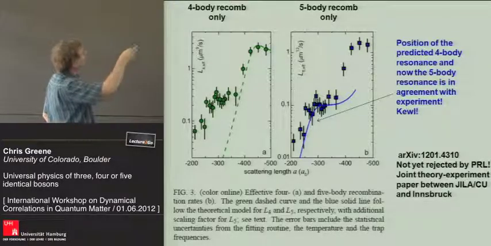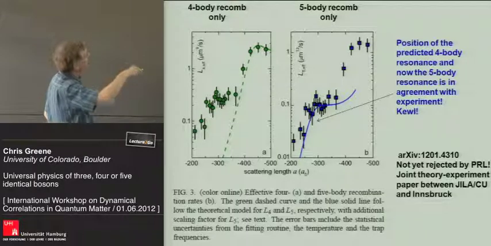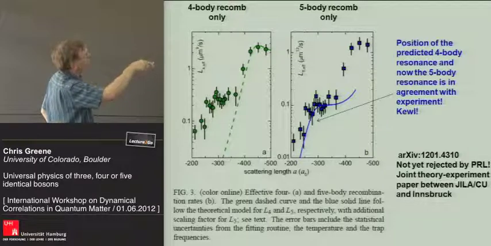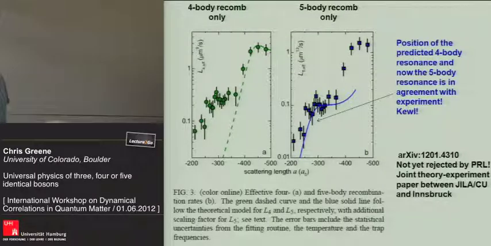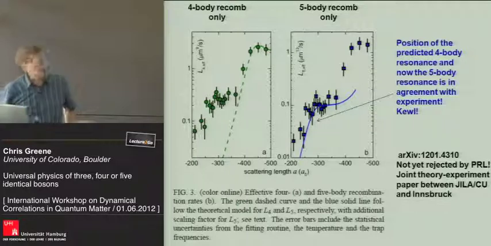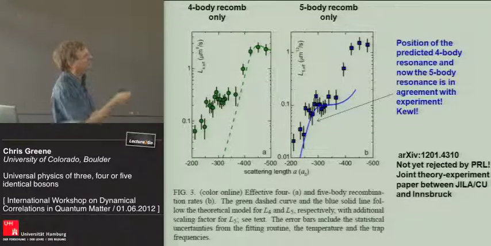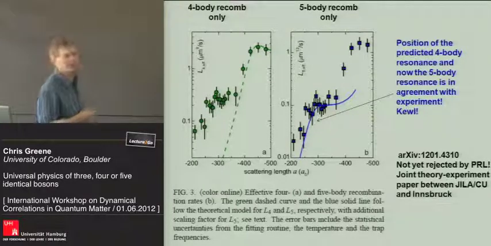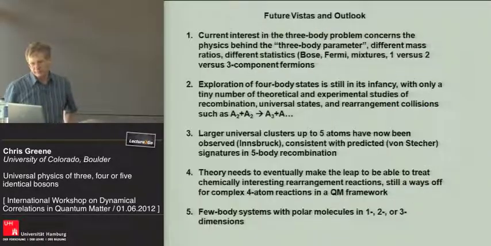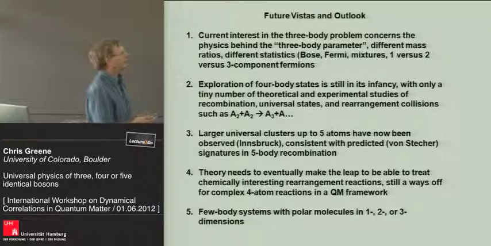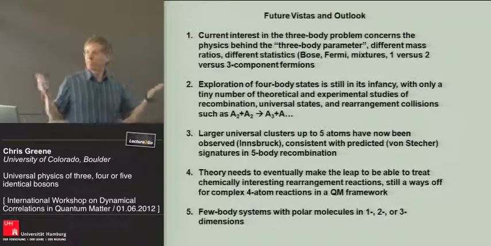If you really try to put in the theory that has only the 4-body, it looks something like this. If you put in the 5-body additional recombination, it more or less accounts for this bump. And so we're pleased to report that this submission is not yet rejected by Physical Review Letters. Cool. Okay, so that's where we stand.